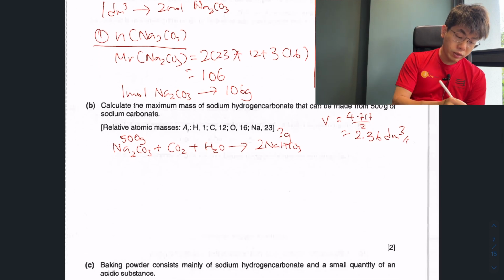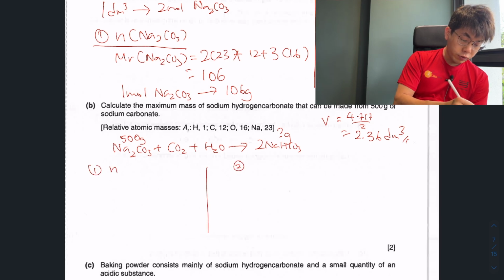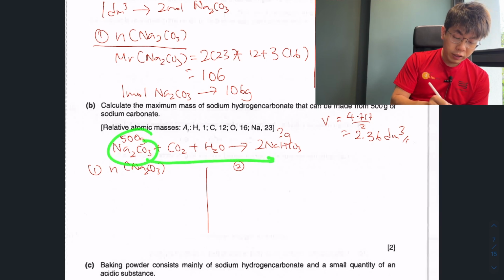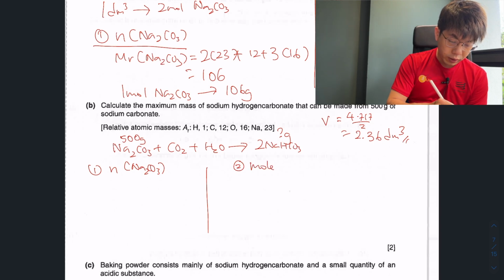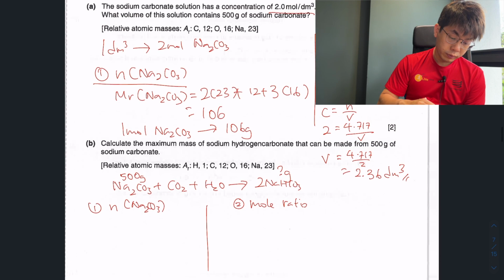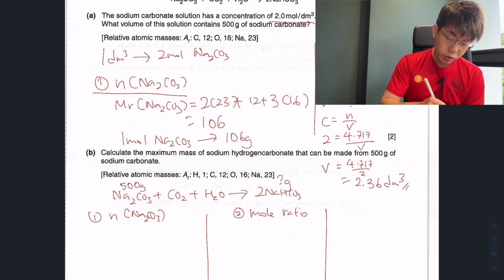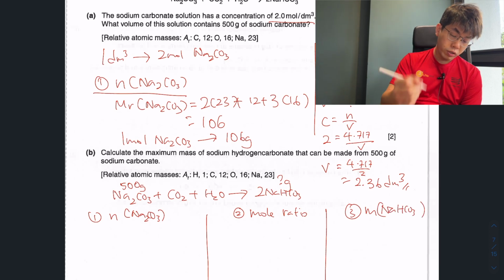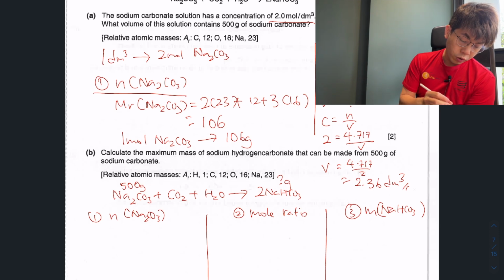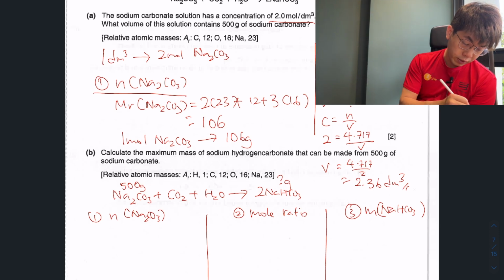This looks like the typical 3-step problem. We need to first find the number of moles of sodium carbonate, then find the mole ratio, and then find the grams. So that's the strategy that we are going to do right now. And then we need to find the mass of sodium hydrogen carbonate. Okay, 3 steps. First, the number of moles of sodium carbonate, I already found in the first part.